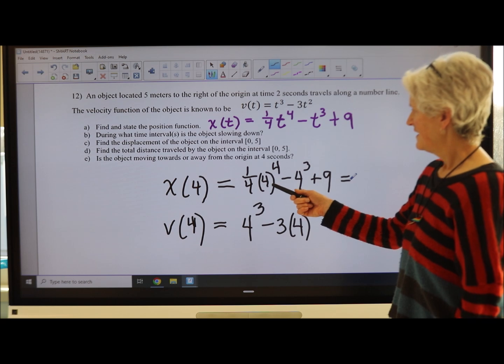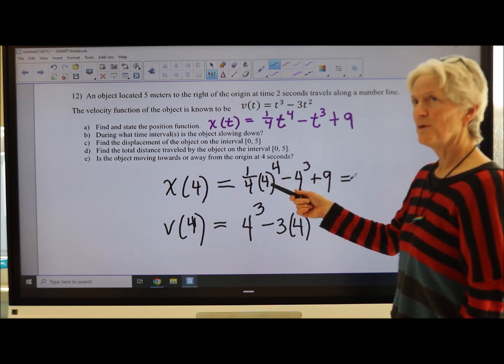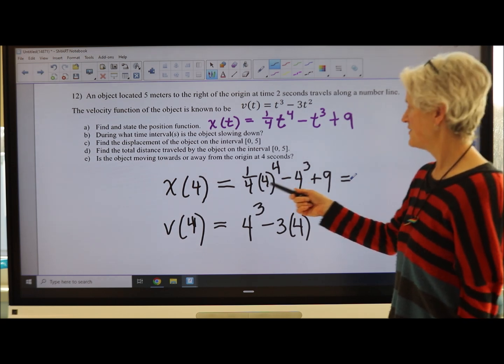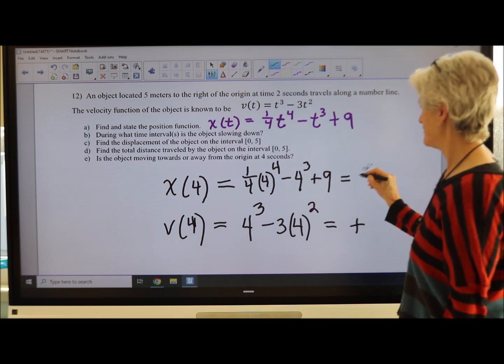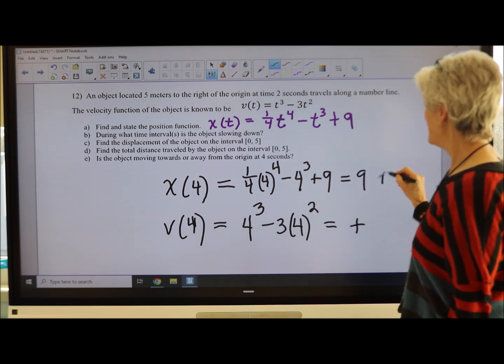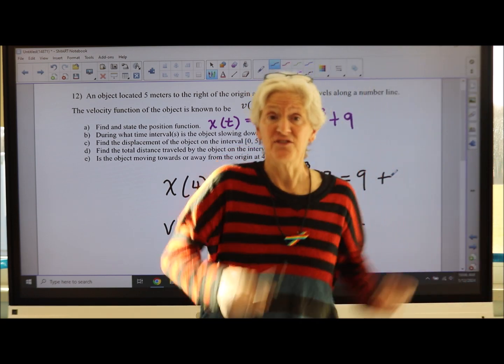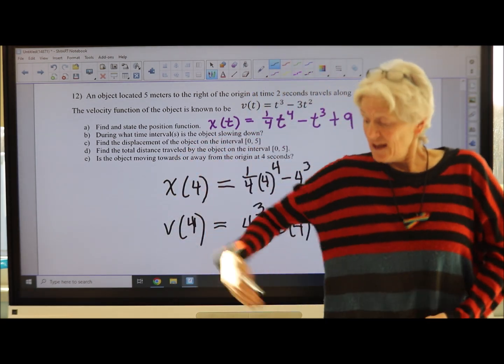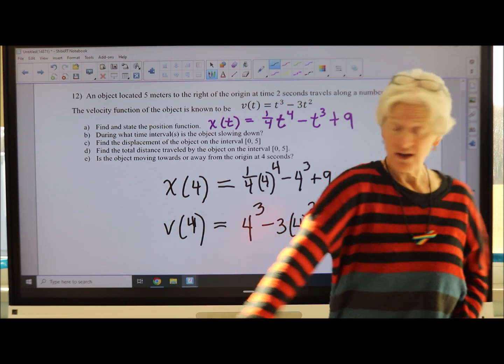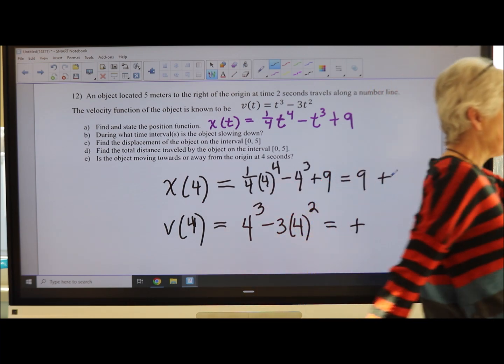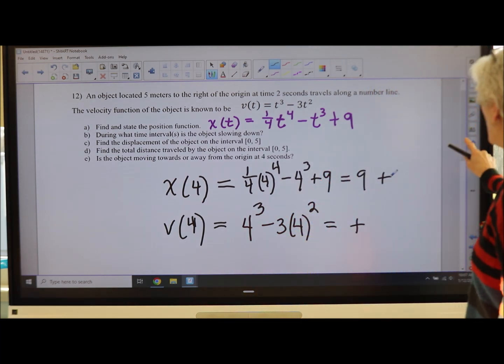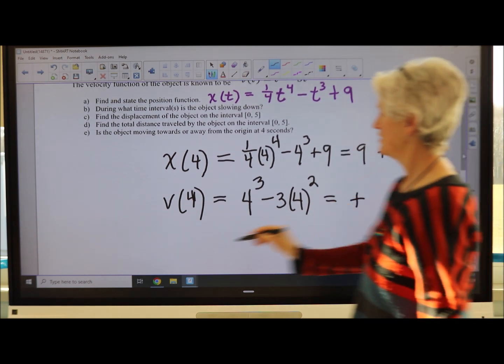This is 1/4 4 to the 4th. Isn't that the same as 4 to the 3rd? 4 to the 3rd minus 4 to the 3rd plus 9. I think that's just 9. Yeah? And 9 is positive. So I'm starting at 9 to the right of the origin, and my velocity is positive, so I'm moving right. So I'm moving away from the origin.